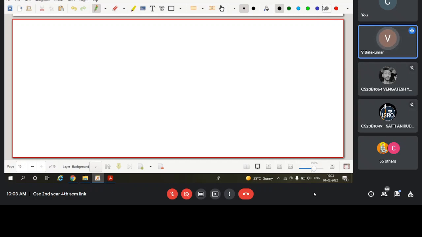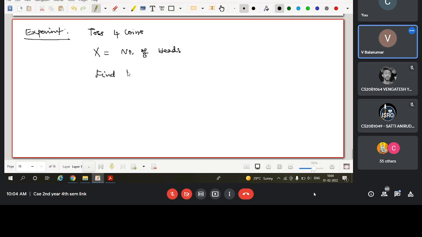I am tossing 4 coins. They may be head or tail. Okay, 4 coins I am tossing. I want to record the number of heads. Okay, my experiment is to toss 4 coins, and my random variable is defined as the number of heads. I am asking you to find the probability distribution.